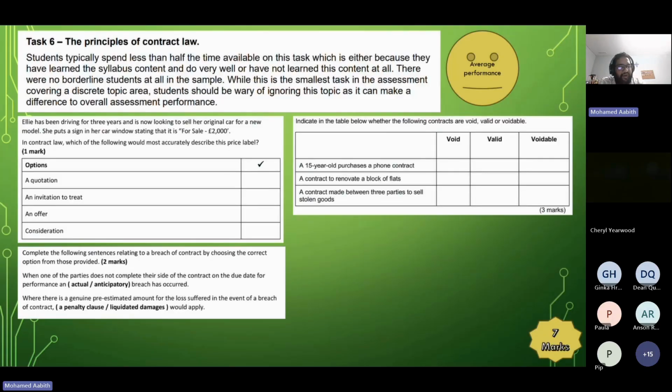Some questions we have. Okay, so for 1 mark they are asking here, Ellie has been driving for 3 years and is now looking to sell her original car for a new model.